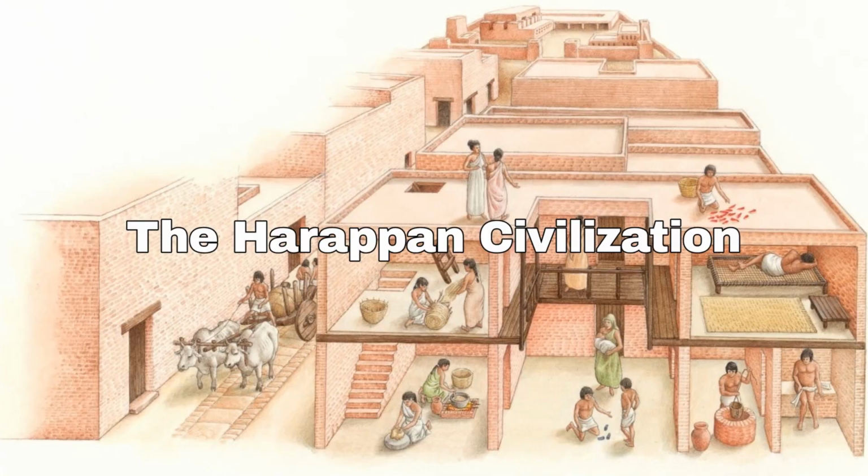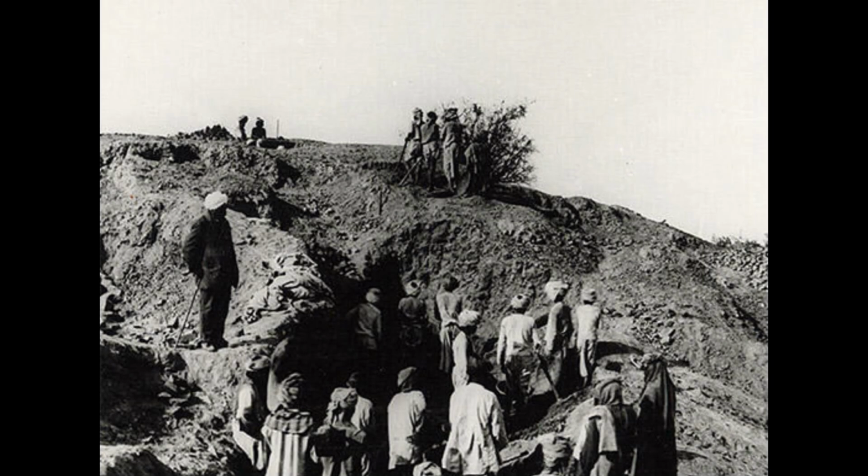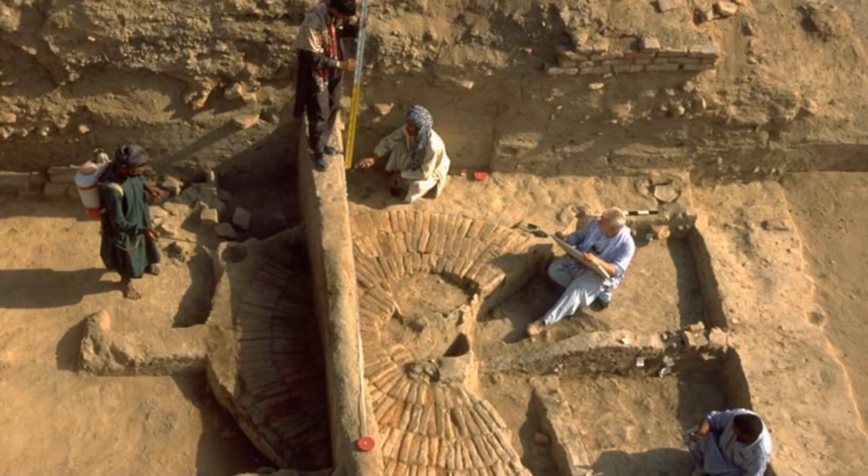The Harappan civilization. In the early 1900s, archaeologists discovered the cities that had developed in the Indus River Valley. In 1922, they found the first of these cities. Hidden underneath layers of soil, they discovered the remains of houses and other structures built more than 4,000 years ago.